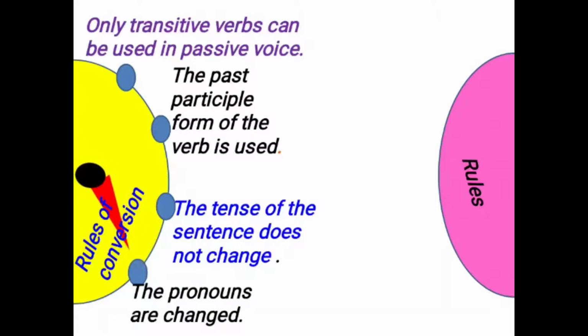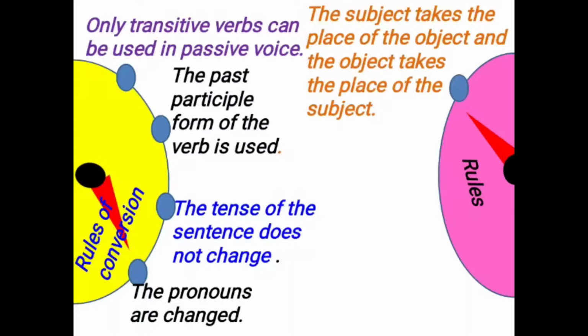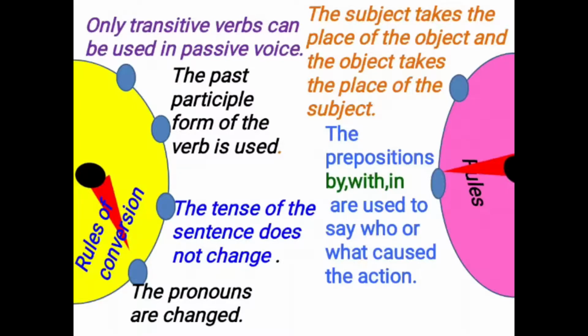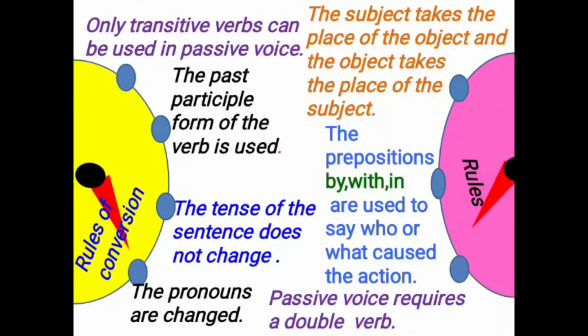Then, the pronouns are changed. We have to check the pronoun and change it. The most important rule now, the subject takes the place of the object and the object takes the place of the subject. A flip-flop. The next rule, the prepositions by, with, in are used to say who or what caused the action. So we use these prepositions. Then the passive voice requires a double verb. That means along with the V3 form of the verb, we also need to add another verb which is the linking verb, which we also call a to-be verb, and it changes its form according to the tense and gets added to the V3 form in the passive voice.